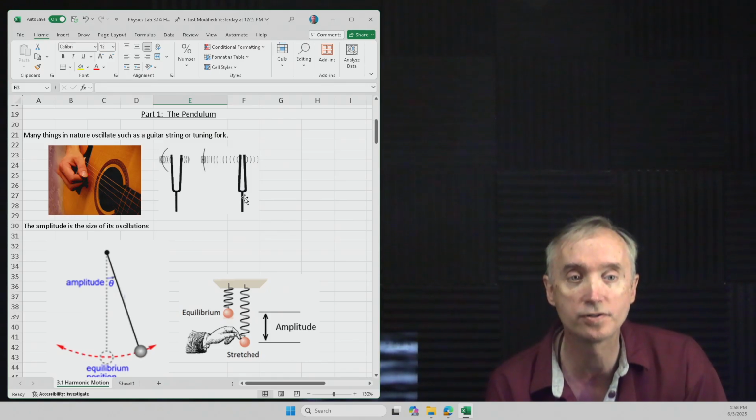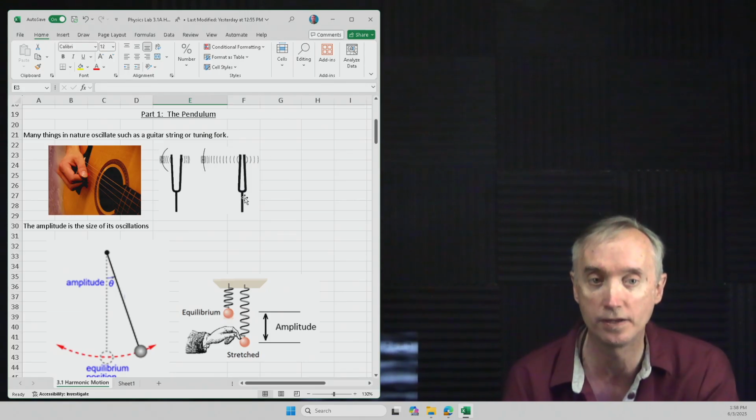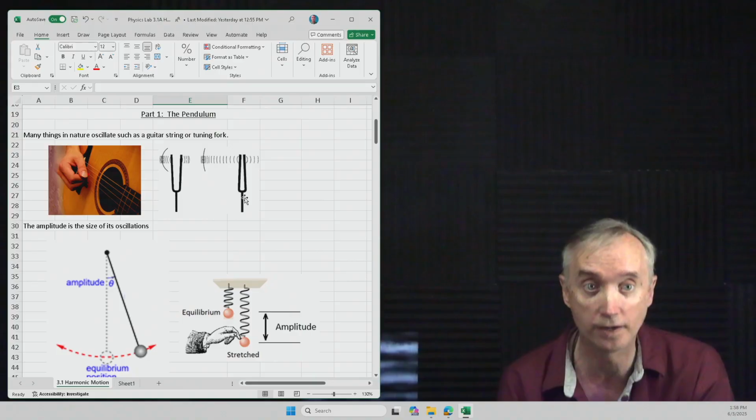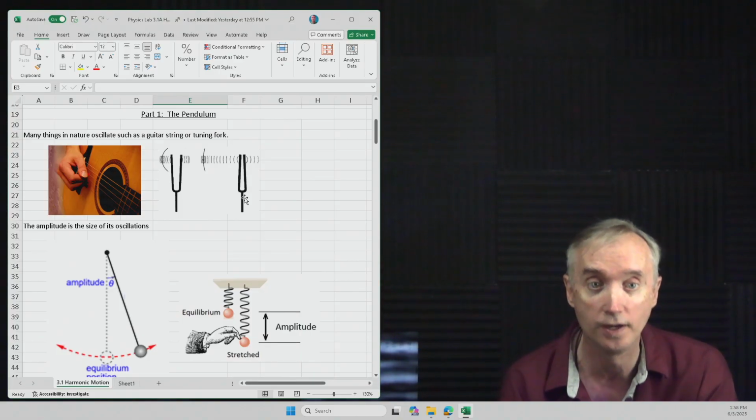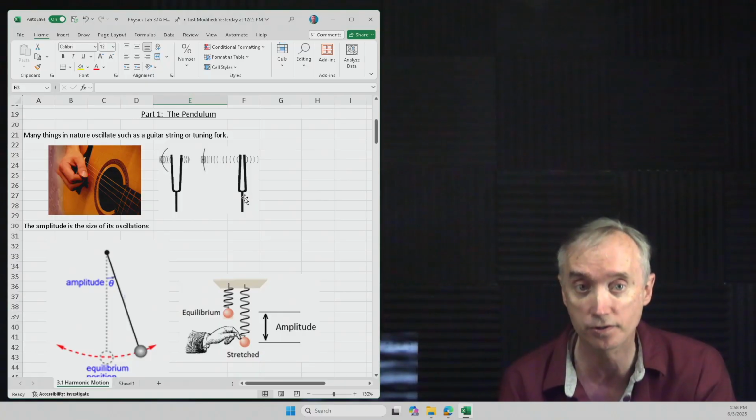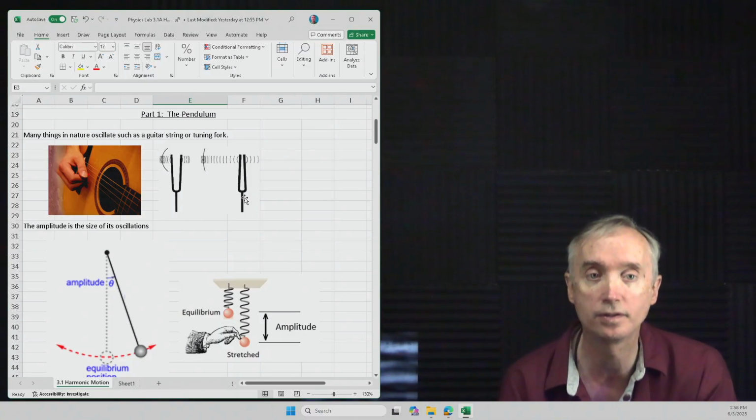I wanted you to know that there's more than just the pendulum and the spring that vibrate. For example, you have a vibrating tuning fork, and you also have a vibrating guitar string. All of these things undergo simple harmonic motion.